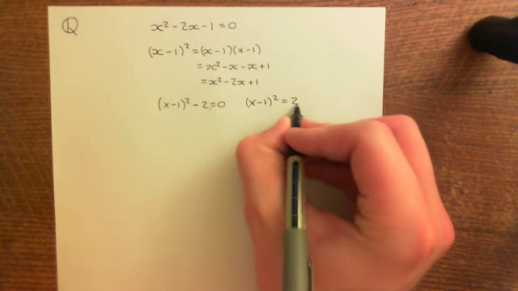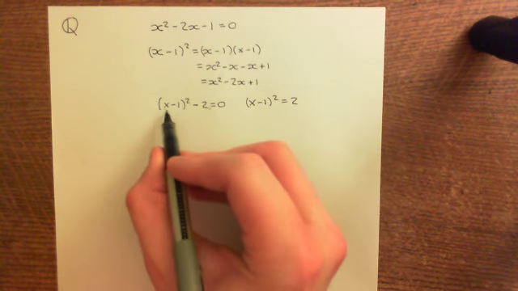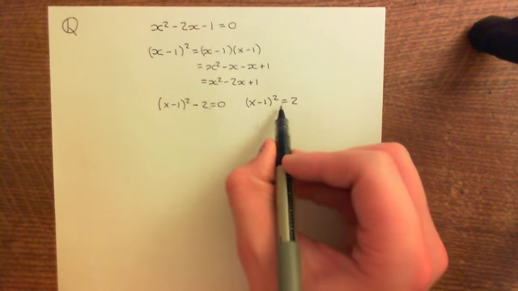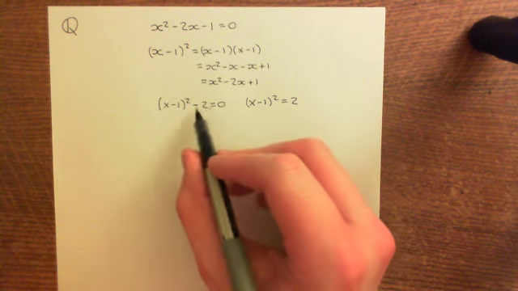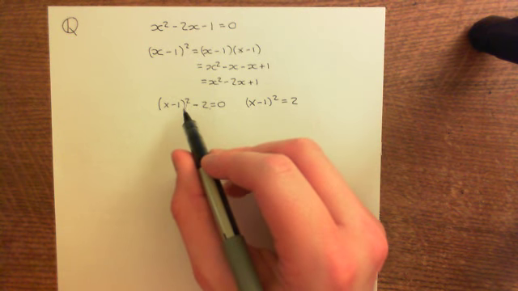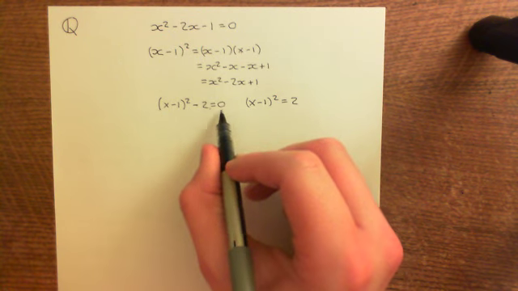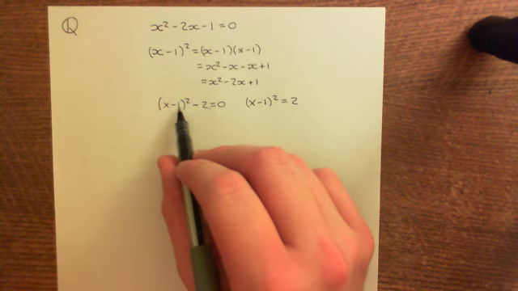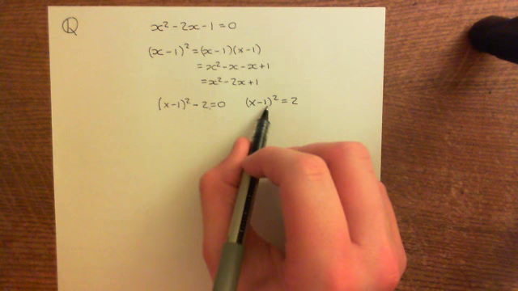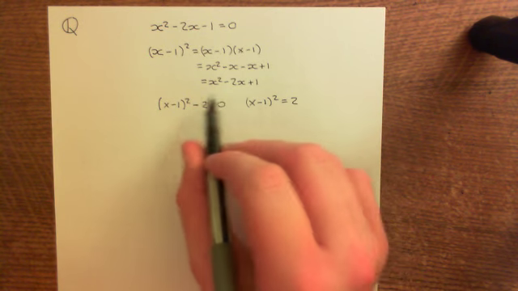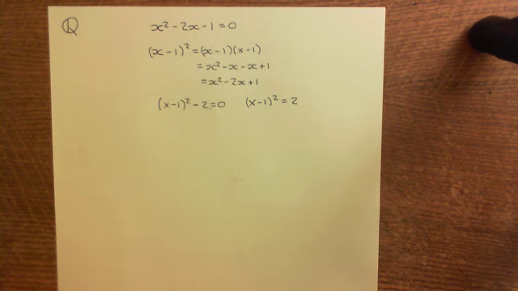So I can take the 2 to the other side. So if it satisfies this equation, then it will also have to satisfy this equation, because all I have literally done is added 2 onto both sides, basically. Okay, so any number which satisfies that will also satisfy that, and any number which satisfies this will also satisfy that.